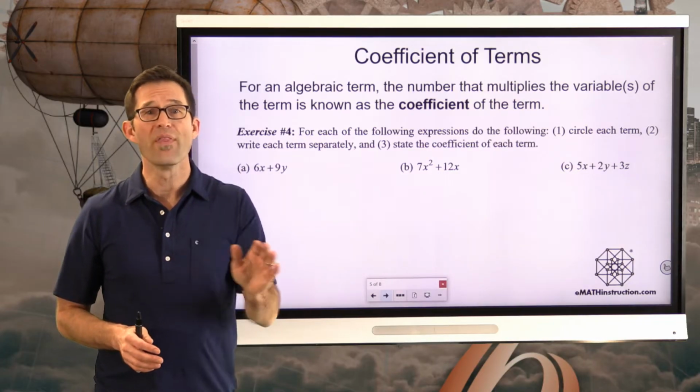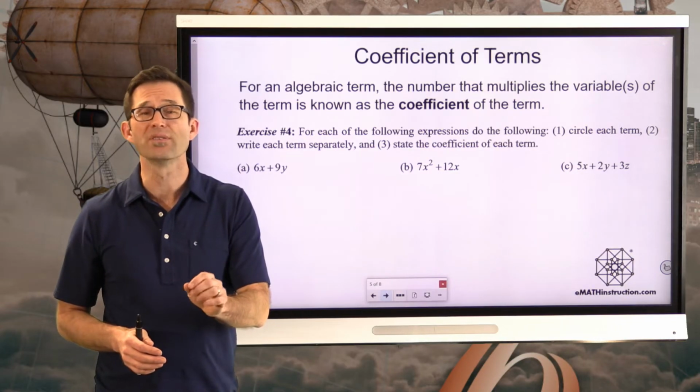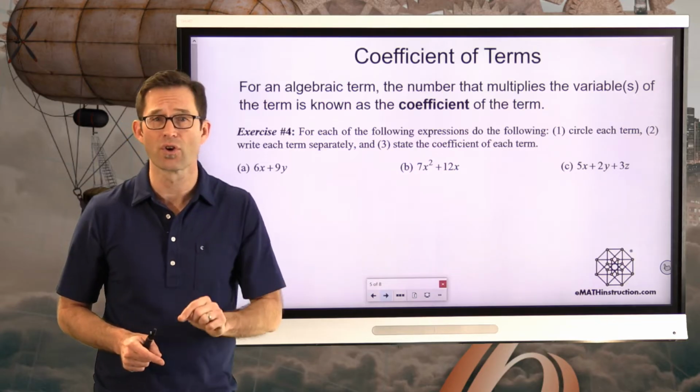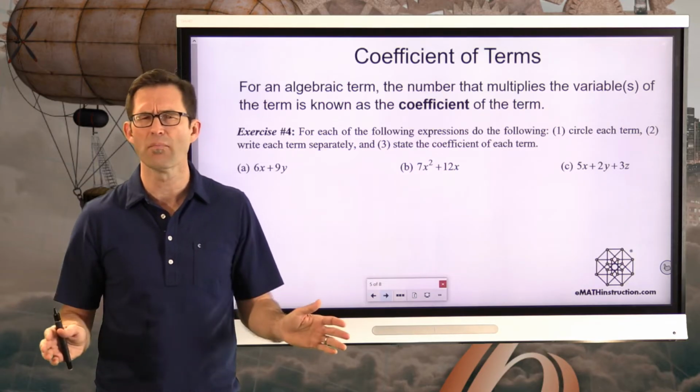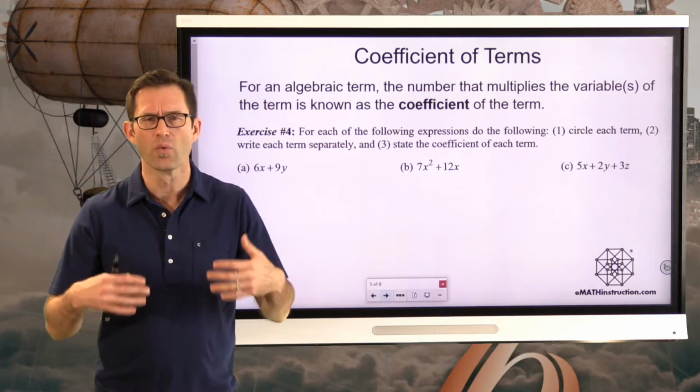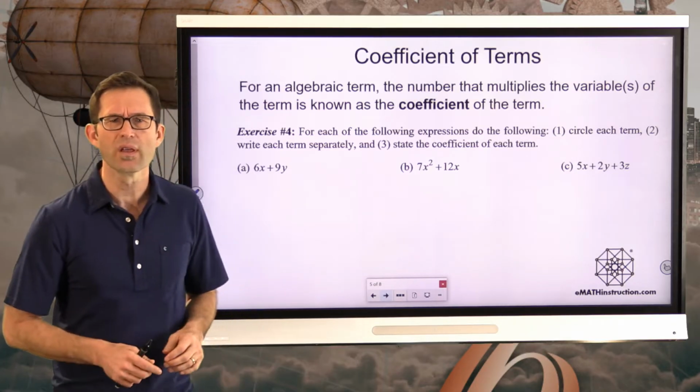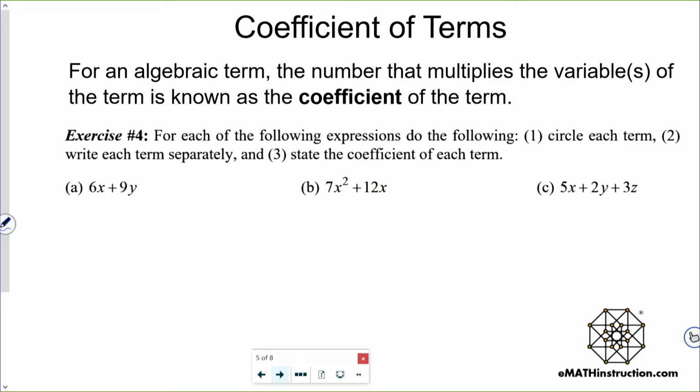Any number that multiplies an entire term is known as the coefficient of the term. And coefficients are really important in the real world of math. So let's look at exercise number 4. For each of the following expressions, do the following. 1, circle each term. 2, write each term separately. And 3, state the coefficient of each term.